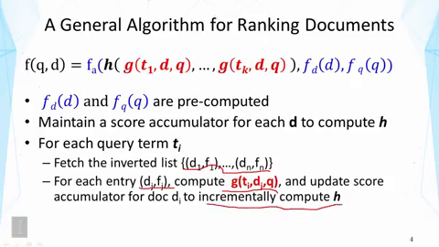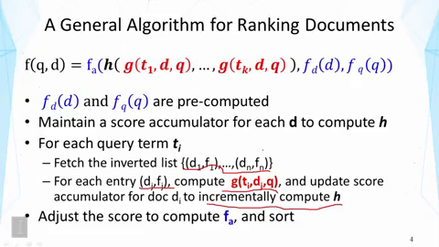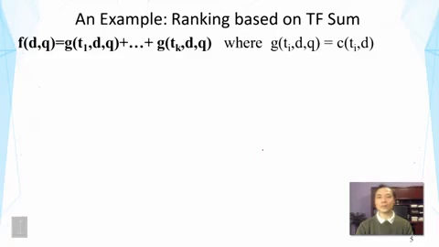So this is basically a general way to allow us to compute all functions of this form by using inverted index. Note that we don't have to touch any document that didn't match any query term. This is why it's fast. We only need to process the documents that matched at least one query term. In the end, then we're going to adjust the score to compute this function f sub a, and then we can sort. So let's take a look at the specific example.